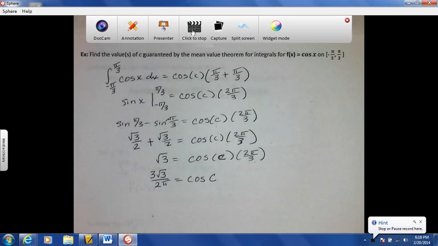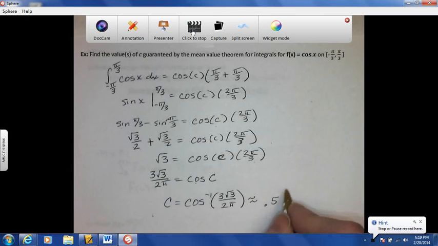Now, in order for us to actually find the c value, we do need to use inverse trig functions. So we need to take the inverse of cosine. So c is going to be inverse cosine, or arc cosine, of 3 square roots of 3 over 2 pi. Now, when I type that in my calculator, the calculator gives me a value of approximately 0.5971. However, we do need to go back and remind ourselves that the inverse trig functions have restricted ranges.